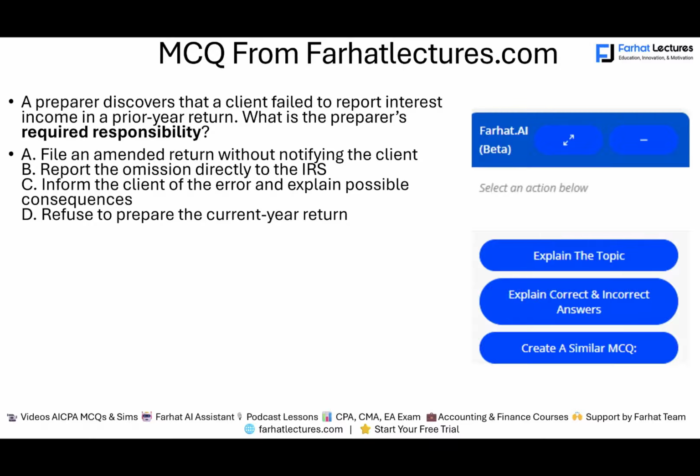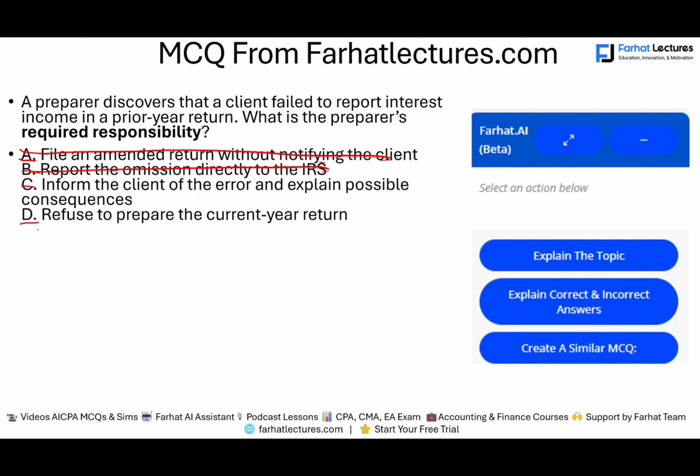Well, A, file an amended return without notifying the client. B, report the omission directly to the IRS. C, inform the client of the error and explain possible consequences. D, refuse to prepare the current year return. Well, one, the extreme one, is report the omission directly to the IRS. You don't work for the IRS. That's B out. File an amended return? No, not without notifying the client. Without notifying the client, you can't do it. Even with notifying the client, you need the client's consent if you want to do that. So A and B are out.